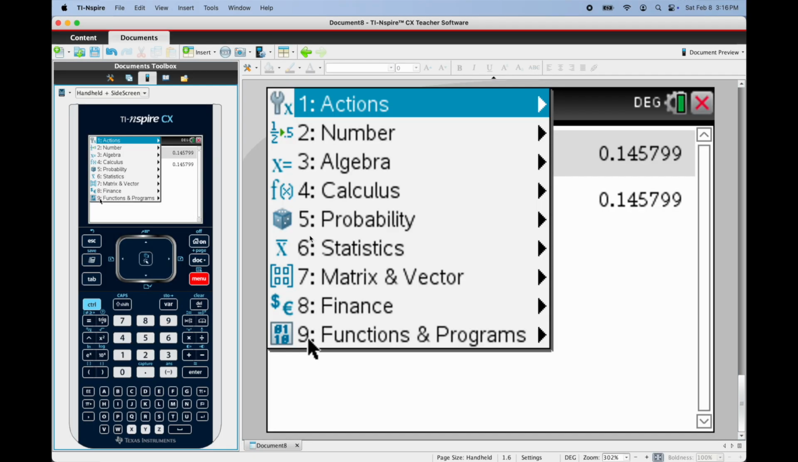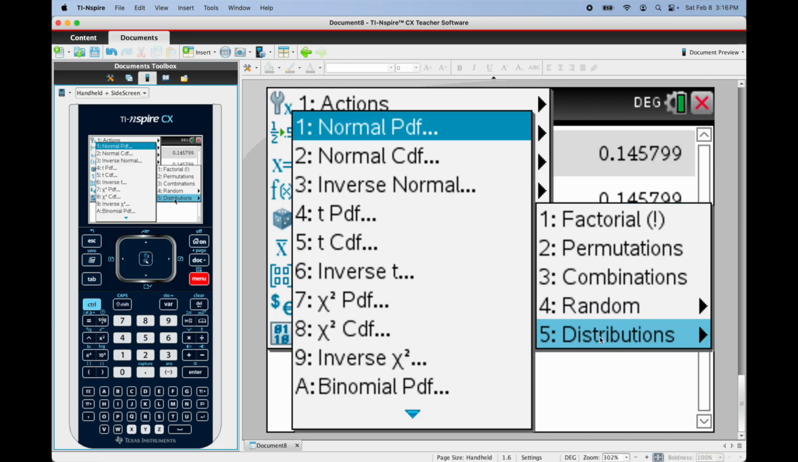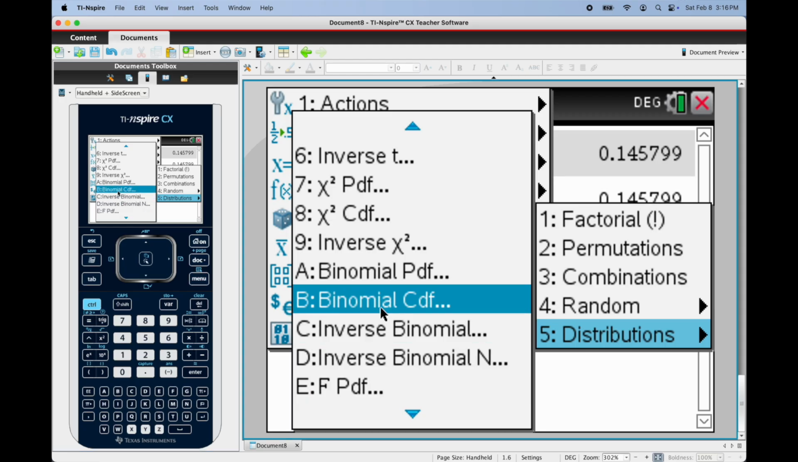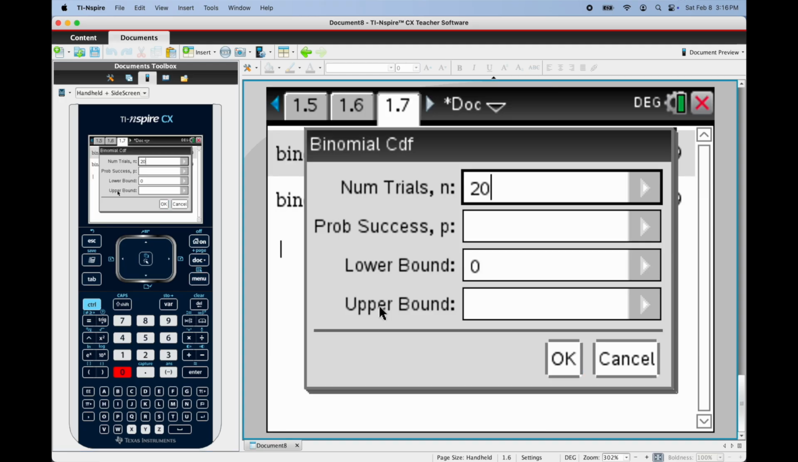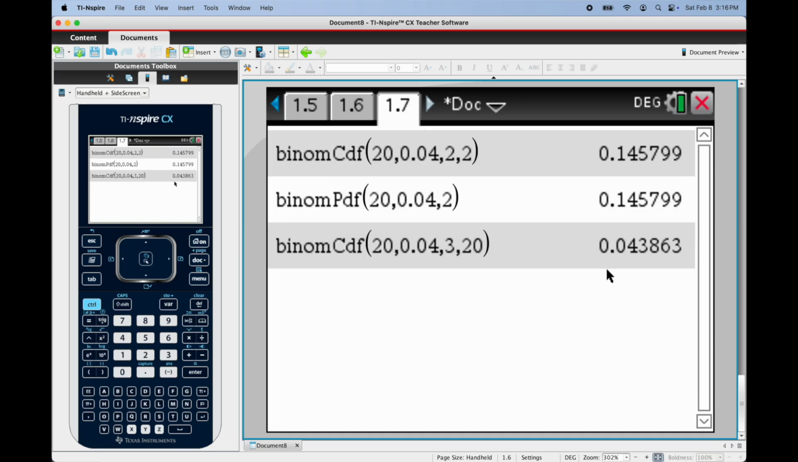So going back to the calculator, let's go probability, distributions. Let's go binomial CDF, which we'll need to use this time. We're grabbing 20 chocolates. The probability that one of these is flawed is 0.04, or 1 out of 25. The lower bound needs to be more than 2, so potentially we can have between 3 and all the way up to 20 flawed. So what's the probability that between 3 and 20 are flawed? And in this case, it's 0.043863.